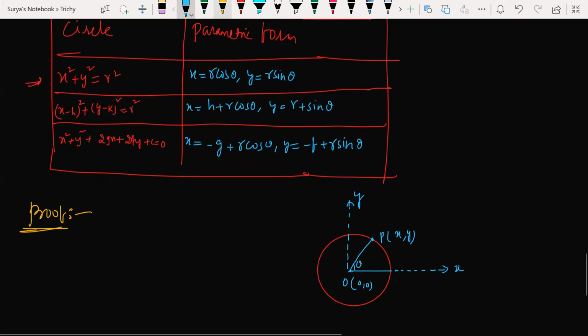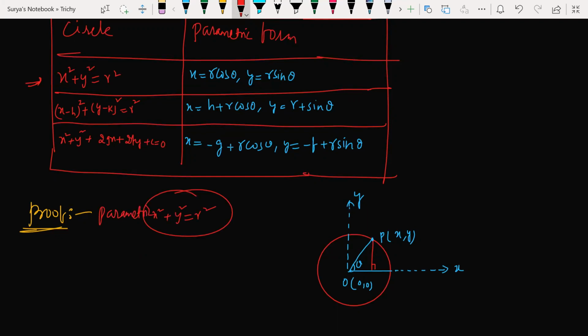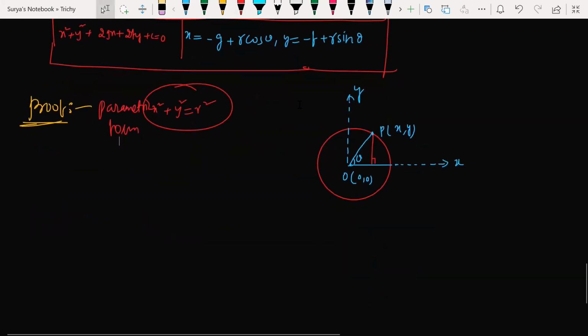Now if at all I join this, what is this? This is 90 degrees here. I have a point x comma y, 0 comma 0 as my center. So proof of circle x square plus y square is equal to r square. Parametric form of this circle, ठीक है। हाँ now beta, parametric form is nothing but we include theta somewhere.